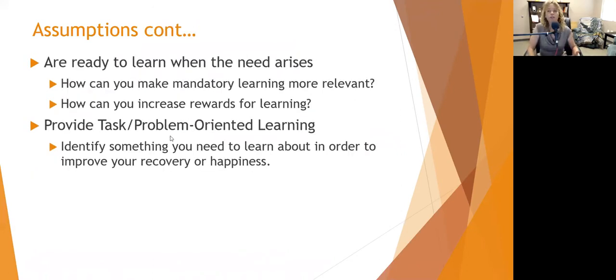Learners are ready to learn when the need arises, so we need to make it a need. When people walk into your group, we need to help them see how this meets a need that they have. How is it helping them work on their treatment plan? So how can we make this mandatory learning more relevant?